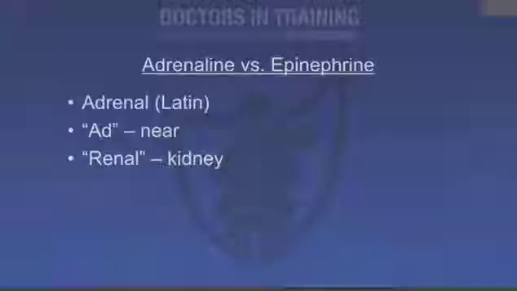It's kind of confusing. The situation is that adrenal comes from Latin. Ad means near, and renal means kidney. We talk about the renal artery or the renal vein, so that's kidney. So the adrenal gland is the gland that's near the kidneys.